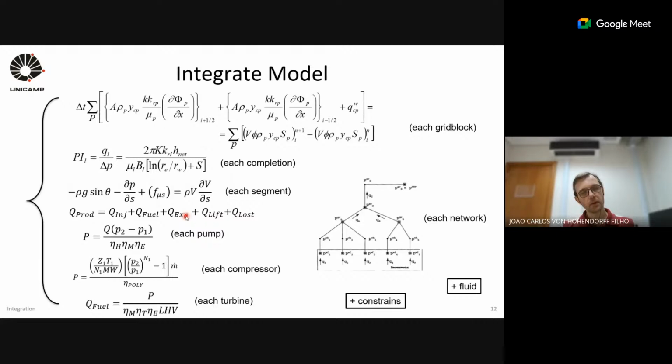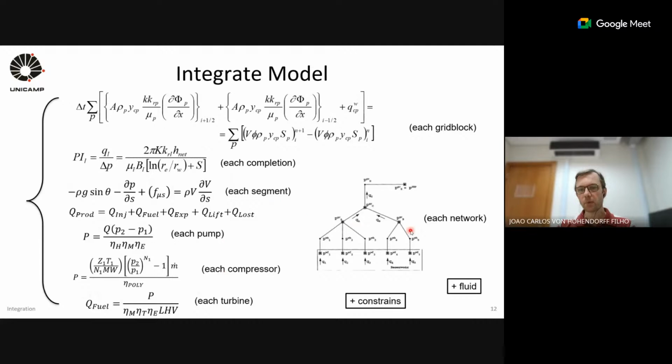We need to consider the gas mass balance on the topside. We saw it in the previous presentation. We included here the power I need to pump part of the fluids I am injecting into the reservoir, but again, it is also related to pressure drop inside the tubing. I need to include compressors, the equations, and finally the fuel gas equation to calculate my demand of fluid.